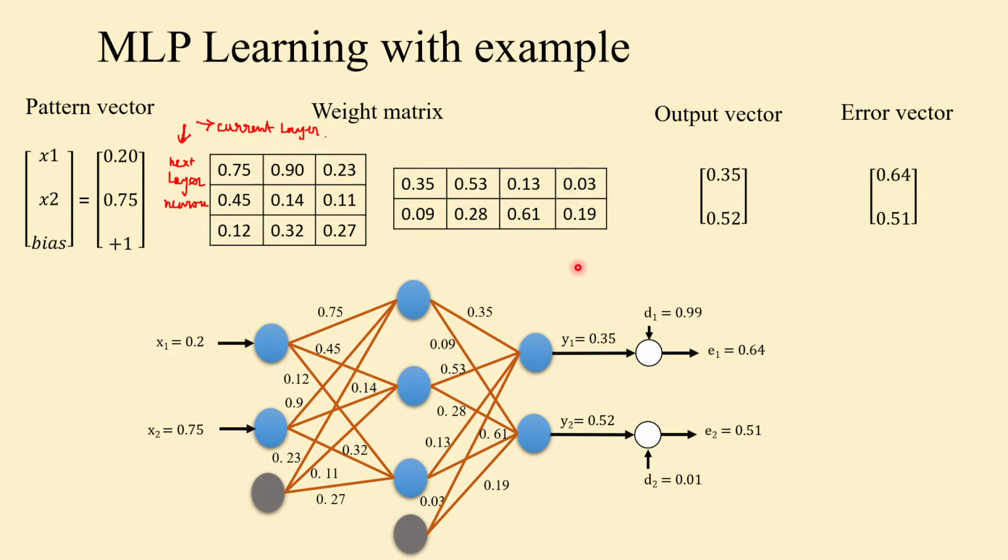So in this way you can initialize two matrices which represent the synaptic weights between the input and hidden layer, and the hidden and output layer. Fine. Similarly, we can store the output of this neural network as an output vector, something like 0.35 and 0.52 that we have seen, and the error vector will be something like this, right? So from here your job starts.